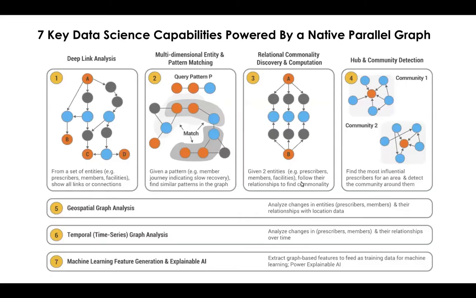Okay, now you can see the slides again. So this chart has the 7 key data science capabilities. And I want to start from the first one, which is the deep link analysis. This means the ability to efficiently traverse a graph for 3 or more hops, and also analyze the data encountered in that traversal. And TigerGraph can easily traverse 10 or more hops.